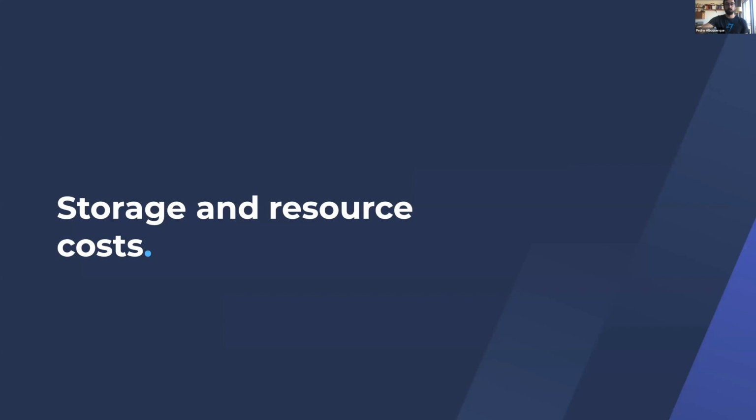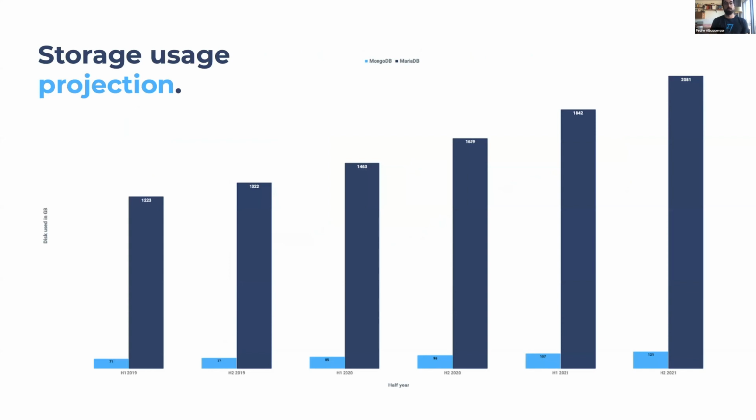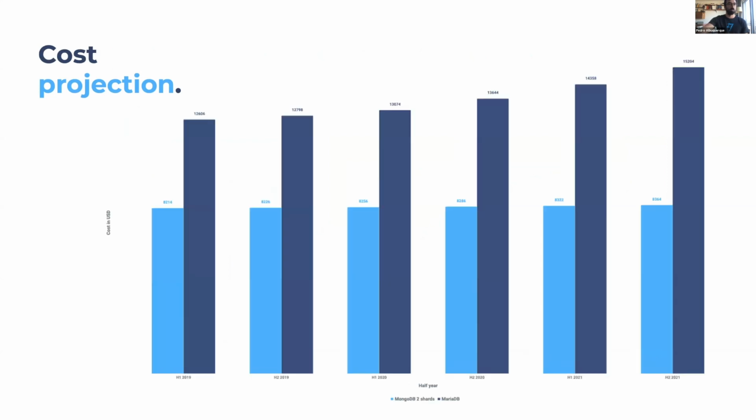Let's now look at storage and resource costs. With this migration, we could achieve around 85% compression on disk. This is mostly due to WiredTiger compression, fewer indexes in this MongoDB model, and the index prefix compression feature. With regards to the cost projection, by the end of next year, we expect a decrease of 50% compared to the costs we would have with MariaDB RDS.